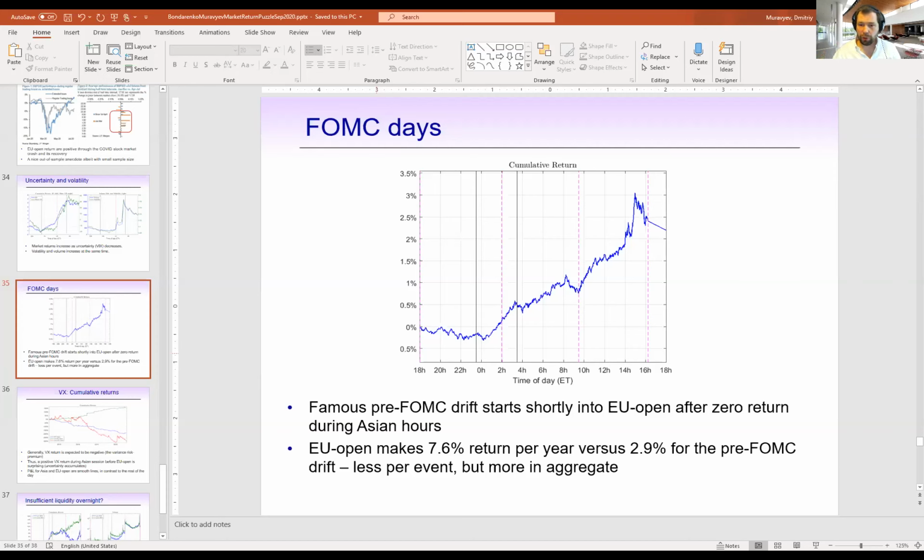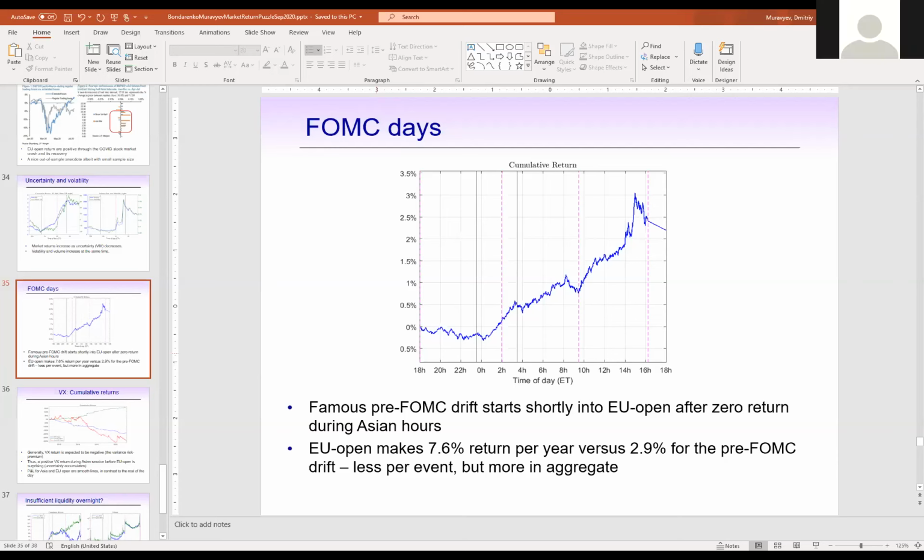What we did find, as you can see from this graph, is that the pre-FOMC drift on the day of the announcement starts almost exactly at the beginning of EU Open. So no pre-FOMC drift during the Asian session, but on the FOMC announcement day, it does start at pretty much the same period. I don't know whether I answered your question well, but it seems to be like 2 puzzles.